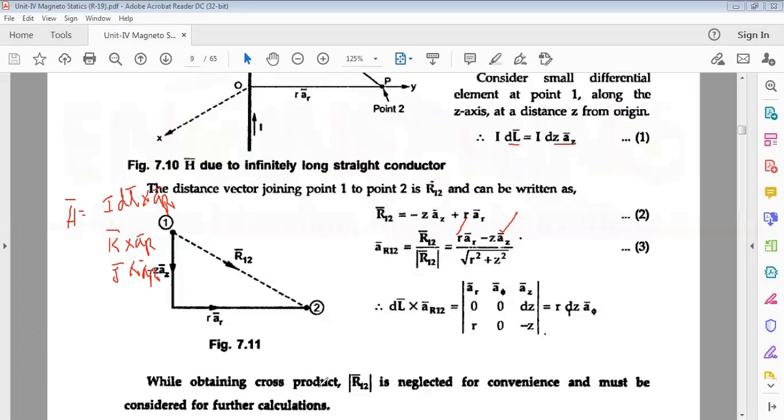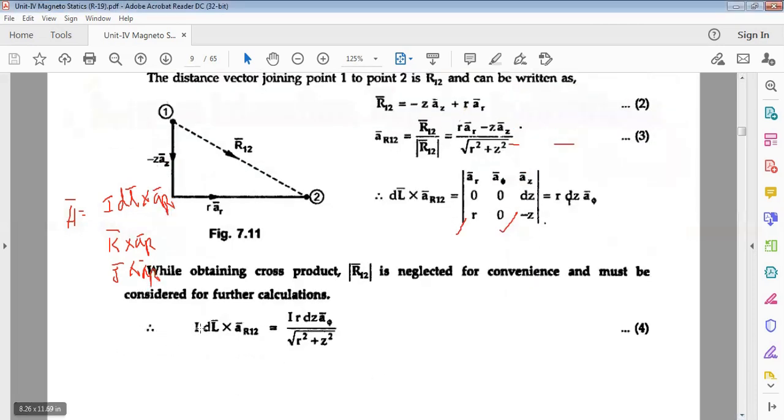While applying the cross product, the magnitude of R12 bar is neglected for convenience and must be considered for further calculations. The magnitude, square root of R square plus Z square, is also there. To obtain the cross product, we are neglecting it for our convenience, and it must be considered in the calculations. The next values you have to substitute: I dL bar cross AR bar is equal to I R dz Aφ bar, and the denominator there is R square plus Z square.